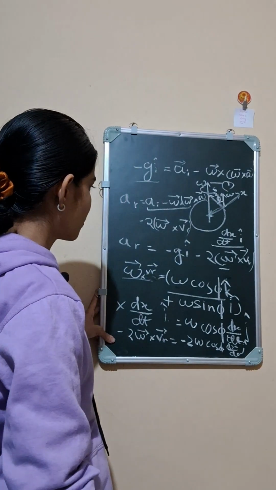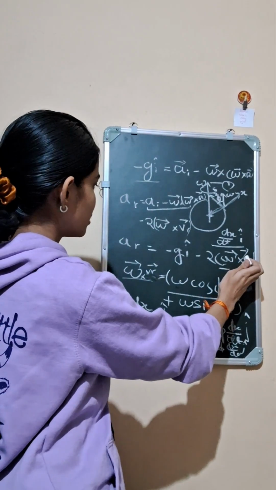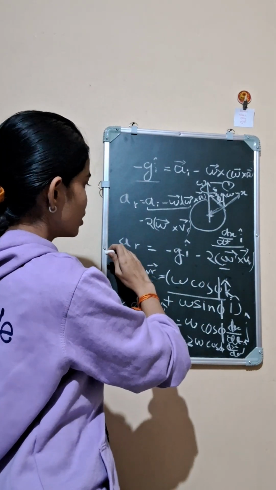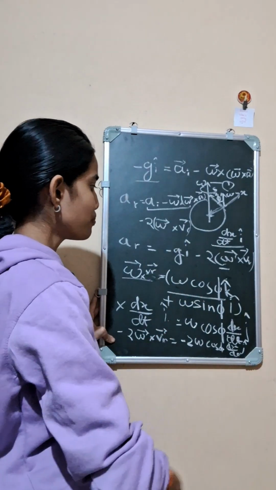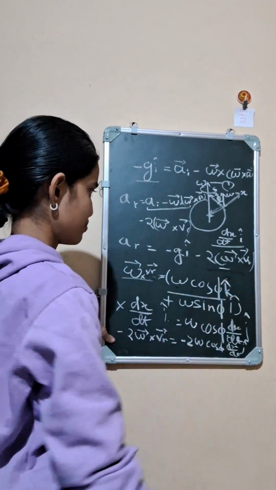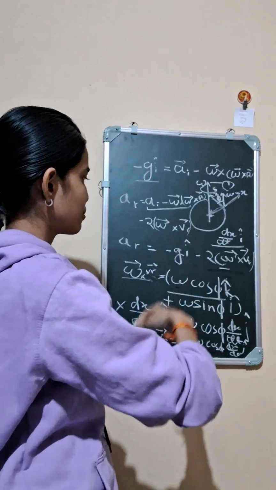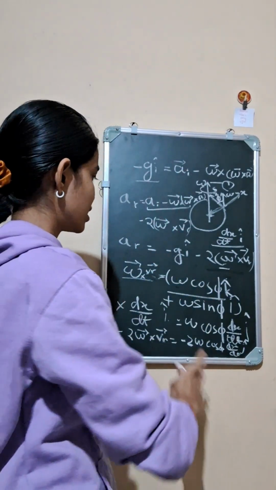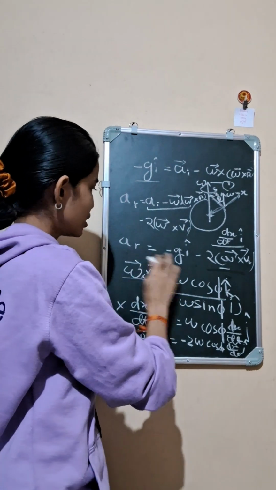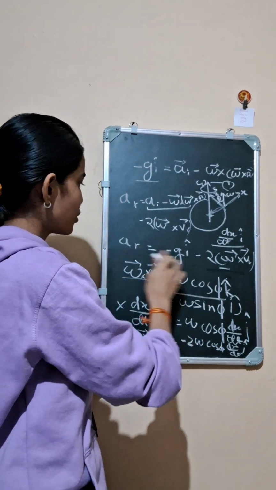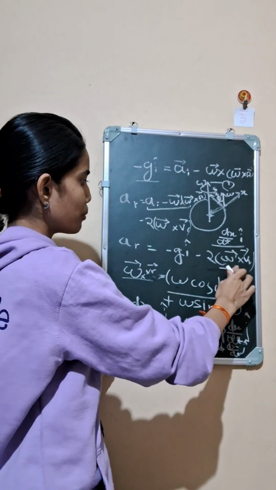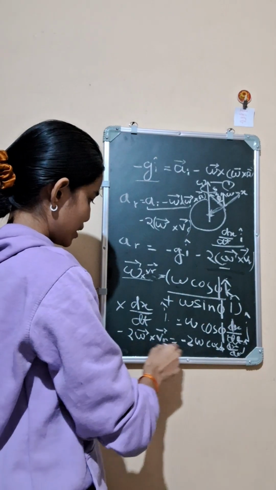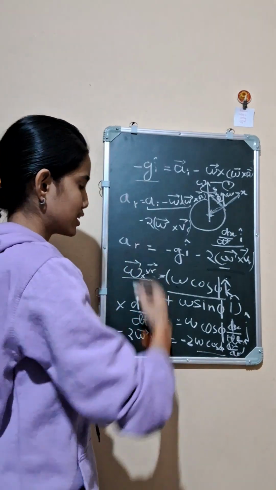So now we can take this term to the left hand side and say that minus g i cap is equal to acceleration in rotational frame minus this. So let me erase all these things and write everything clearly once again, making this equation minus g i cap equals AR plus 2 omega cross VR, which has the value minus this. Let me first erase all these things.